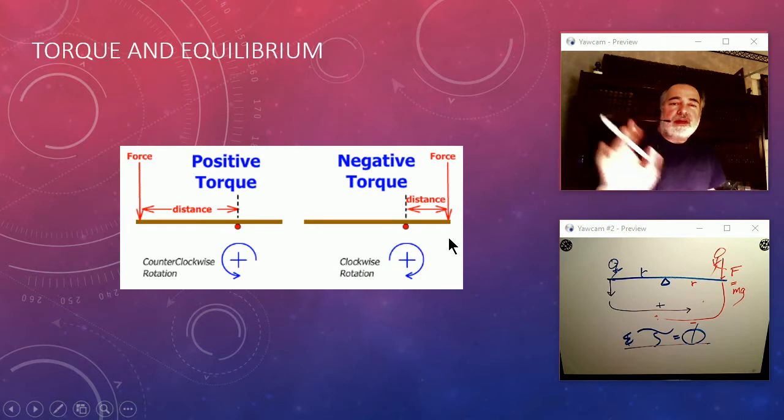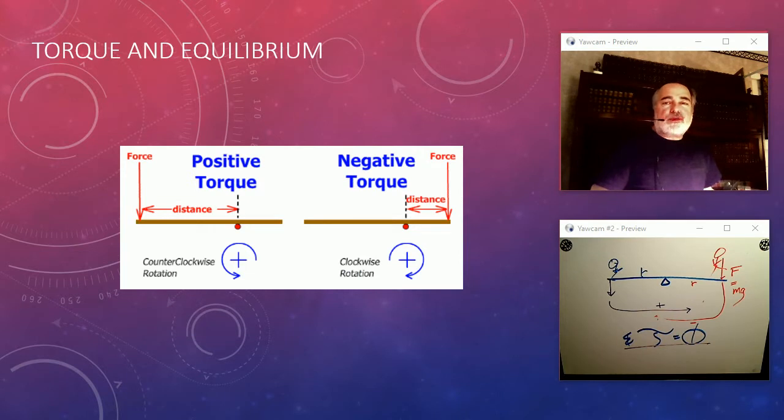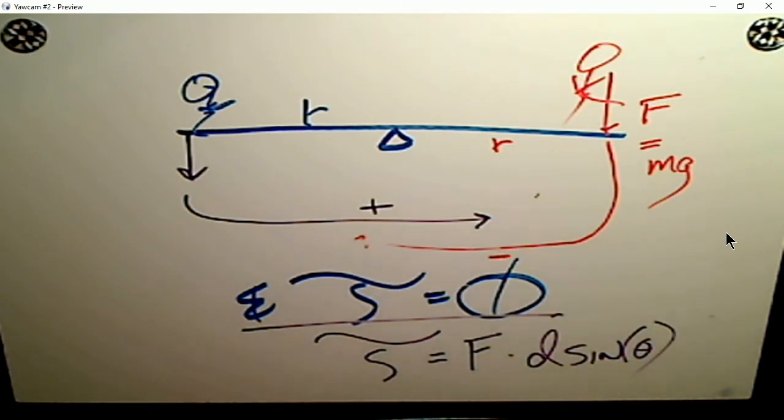So, we have positive torque in the counterclockwise direction, and a negative torque in the clockwise direction. Torque is equal to the force times the distance times sine of the angle. We'll get into what we mean by sine of the angle in a minute or so. So, as always, it's probably best to look at an example here.